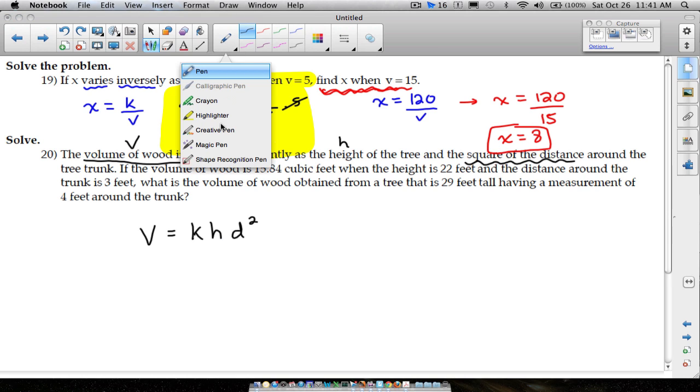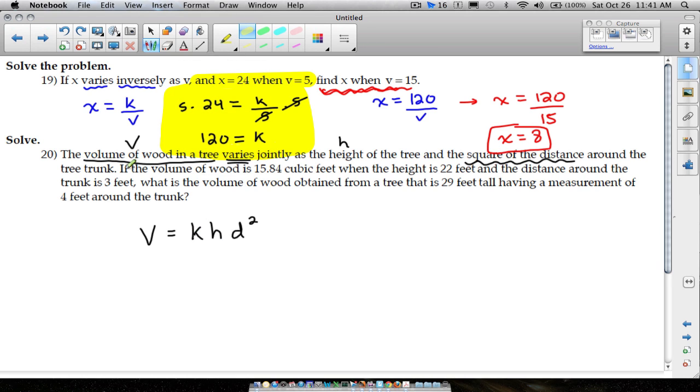Now let's see how we go about solving for k. If the volume of the wood, let me change colors here. If the volume of the wood is 15.84 cubic feet when the height is 22 feet and the distance around the trunk is 3 feet. Whoa, that stuff in blue is what we got to focus on. All that information is going to let us find k. I guarantee you I'm going to be able to plug in numbers in all these other variables, but we're going to find that constant k.